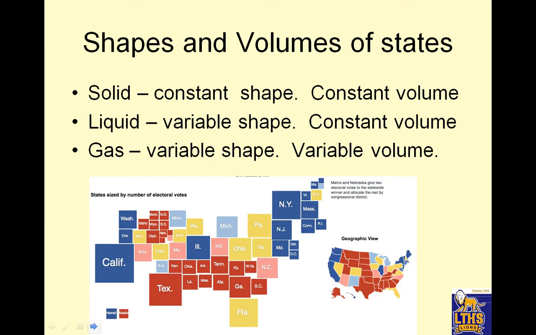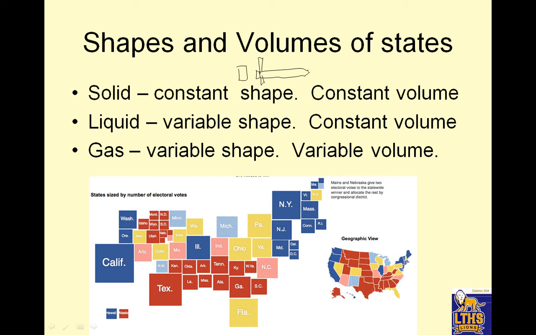Shapes and volumes of the states of matter. A solid has a constant shape, so if you think of like a pen. Oh, I can't draw a pen. Why didn't I pick something I could draw? A sword. There you go. A sword has a constant shape and a constant volume, even if you hack off dragons or whatever it is.